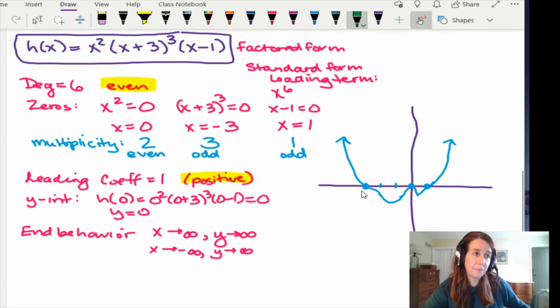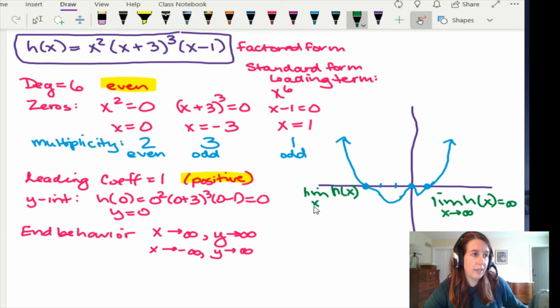The multiplicity will really change the way the graph ends up looking, so you do need to consider that. Let's write the limits for the end behavior here. We have the limit of h of x as x approaches infinity, and we know that the answer is infinity, it's going up. And over here we have the limit of h of x as x approaches negative infinity, and that is also going up, so that is infinity as well.